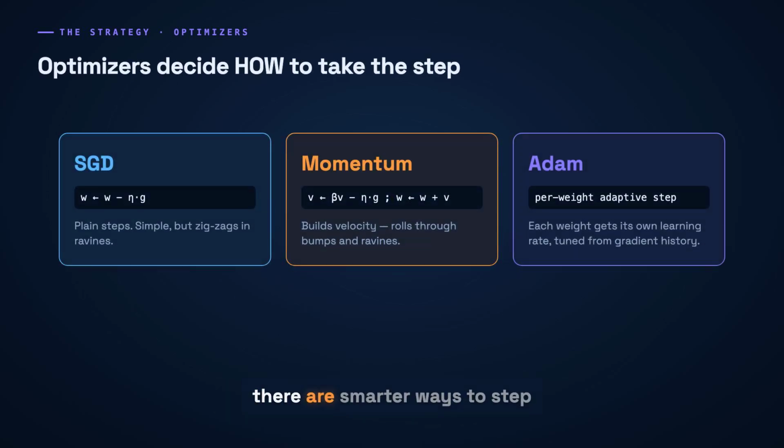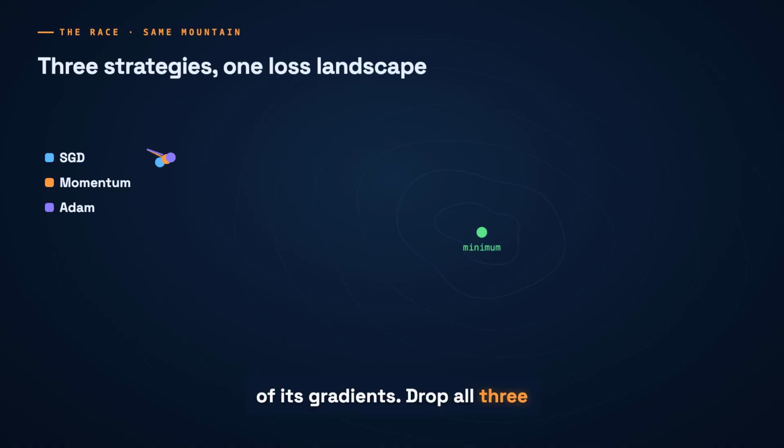But there are smarter ways to step than always marching straight downhill. The recipe that decides how to use the gradient is called the optimizer. Plain stochastic gradient descent, SGD, just follows the slope. Momentum remembers the direction it has been heading and builds up speed, so it can roll straight through small bumps and narrow ravines. Adam goes further, giving every weight its own adaptive learning rate, tuned from the recent history of its gradients. Drop all 3 on the same landscape and you can watch their personalities.